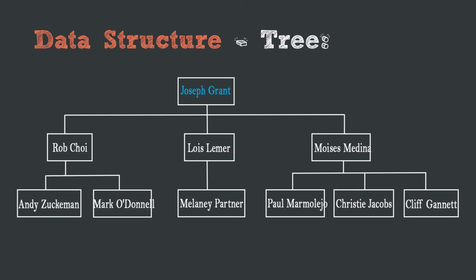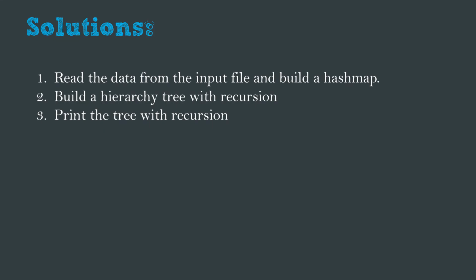For our case, each node can have any number of children. For example, Joseph Grant has 3 subnodes, while Rob Choi has 2 subnodes. Recursion makes the implementation clean and compact. We will apply a similar implementation to our hierarchy tree in this tutorial. We can divide the task into 3 steps. First, read the data from the input file and build a Hashmap. Second, build a hierarchy tree with recursion. Third, print the tree with recursion.